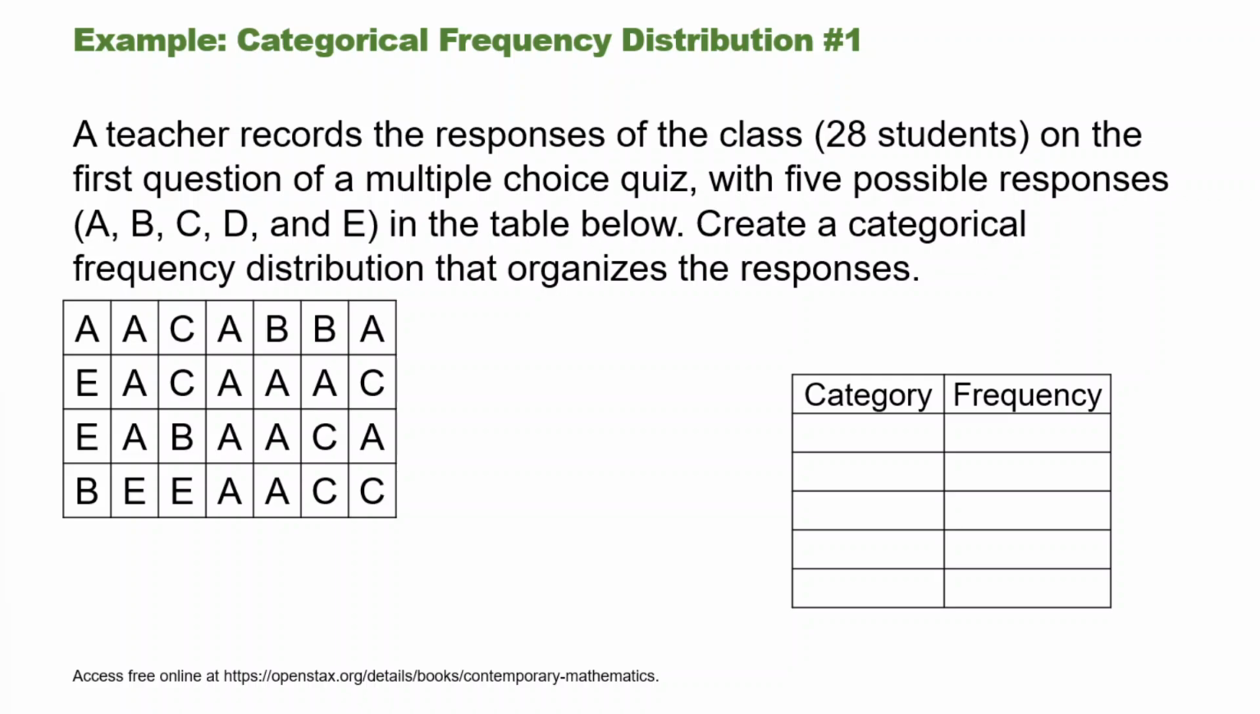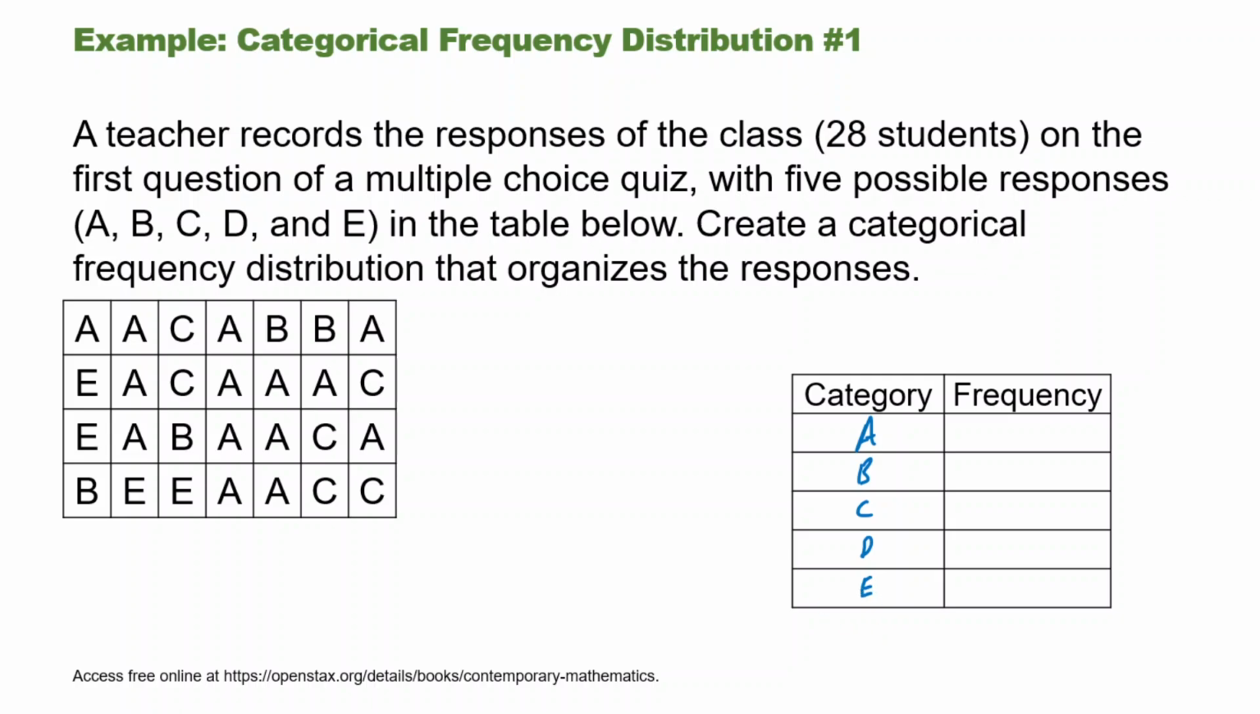Now in this table, because there are 5 possible responses, what we are doing is organizing the frequency of each of these categories. So if we read through this table, there are 5 categories. I'm going to write a table here with the header row titled category and then frequency. So the first category is A, the second category is B, the third is C, fourth is D, and fifth is E.